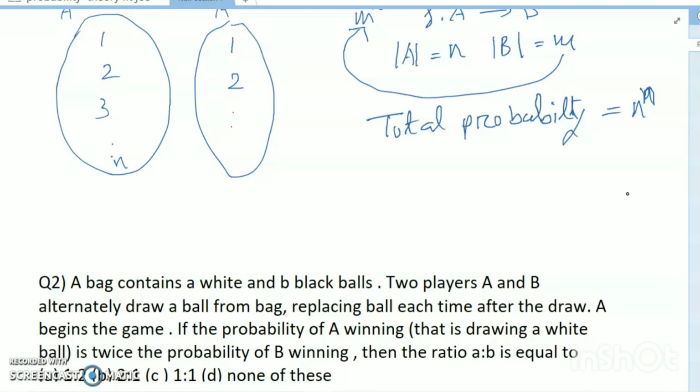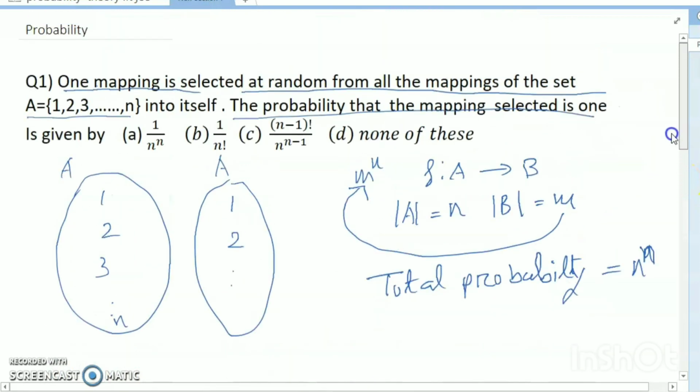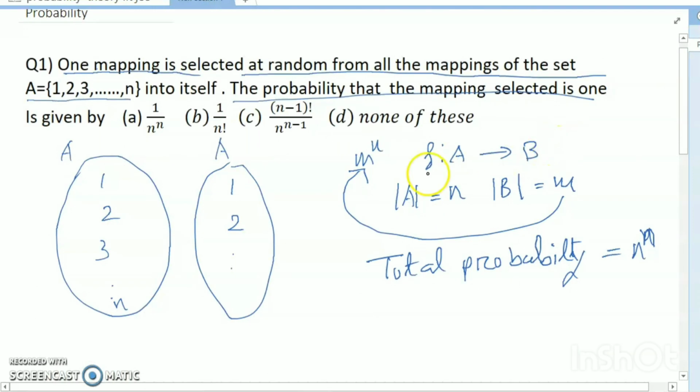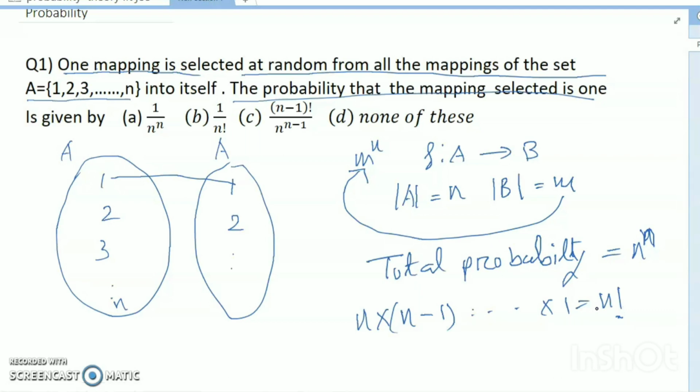For the first element we have n choices, for the second element we have n minus 1 choices. So according to the question, the probability that the mapping selected is one-one is asked. So how can I give the choices? This is the first choice, so 1 can be chosen in n ways, the second in n minus 1 ways, and the third likewise, up to 1. So it is n factorial ways.